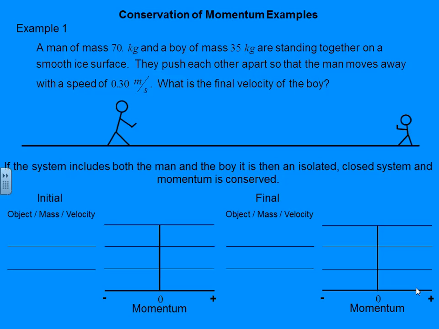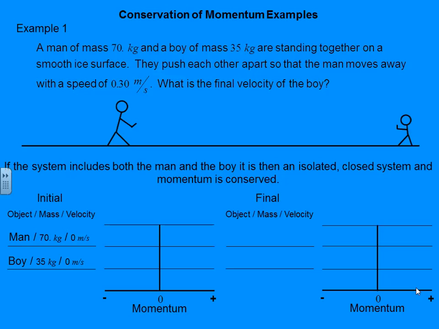So, initially, the man has a mass of 70 kilograms and no velocity, and since momentum is mass times velocity, he therefore has no momentum. The boy, who has a mass of 35 kilograms, also has no velocity, and therefore also has no momentum. So the initial momentum of the man-boy system is 0.